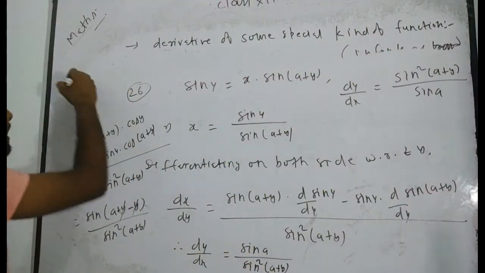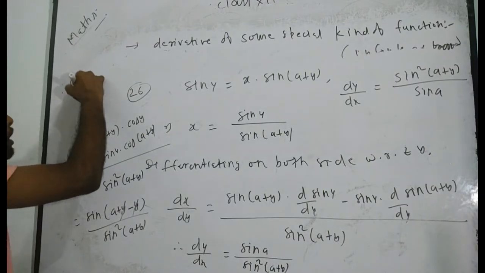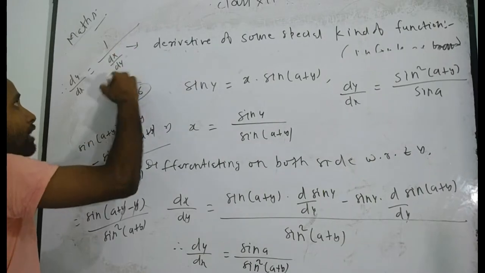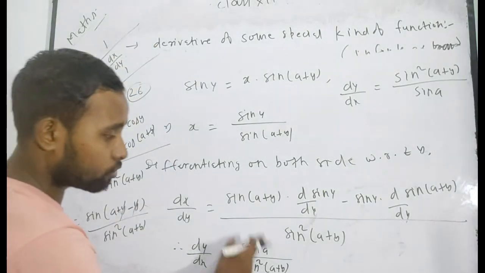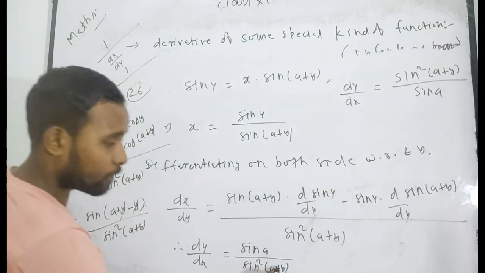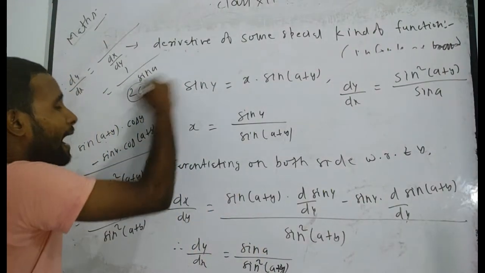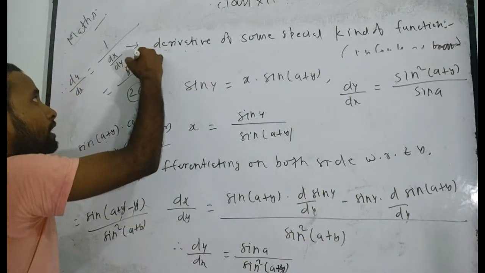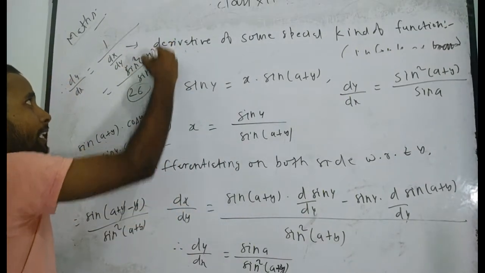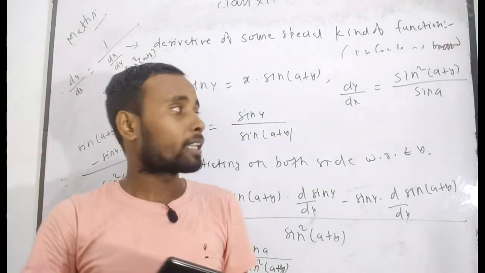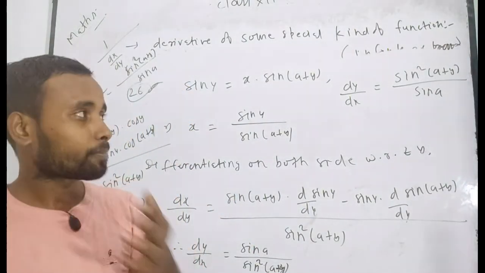And you have to find dy/dx. So dy/dx is equal to 1 upon dx/dy. As you know, dx/dy is equal to sin a by sin square (a+y). So sin a by sin square (a+y) will go in the denominator. So finally it will be sin square (a+y) divided by sin a. This is your required answer of this question.